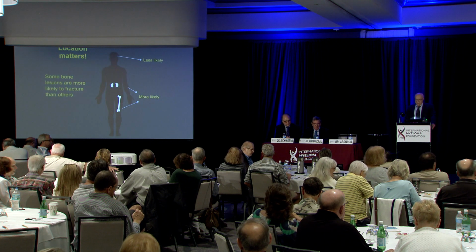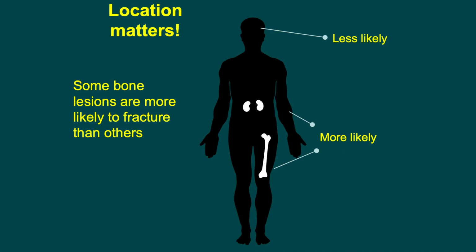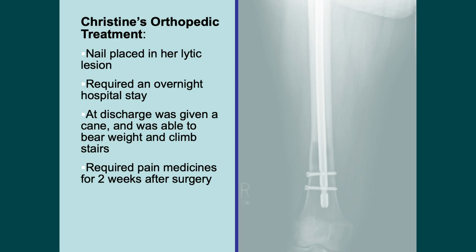So location matters. If you have a lesion in the skull, that is not very important. But if you have it in a weight-bearing area, like in this patient, and it looks like the bone is thinning, I think it's very important that we put a rod in to stabilize that bone before it breaks. You can consider radiation therapy to that area, but it's so important to address impending fractures quickly.